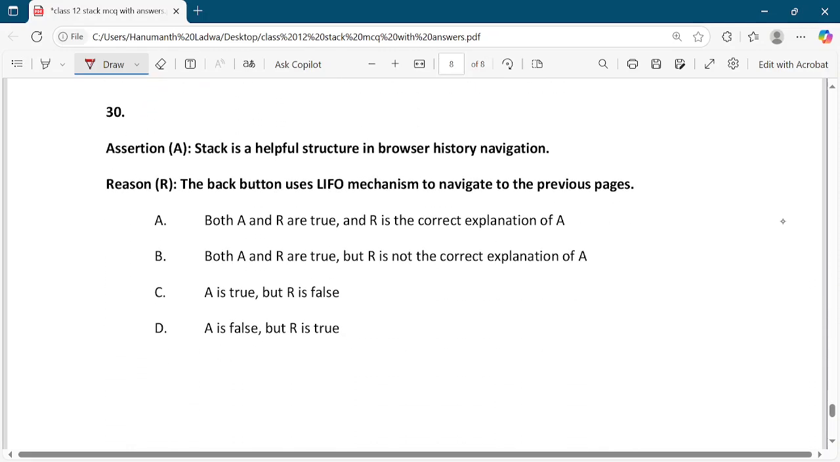Question number 30. Assertion A: Stack is a helpful structure in browser history navigation. So this statement is true. Reason R: The back button uses last in first out mechanism to navigate to the previous pages. So this statement is also true. Hence option A, both A and R are true, and R is the correct explanation of A, is the right answer.